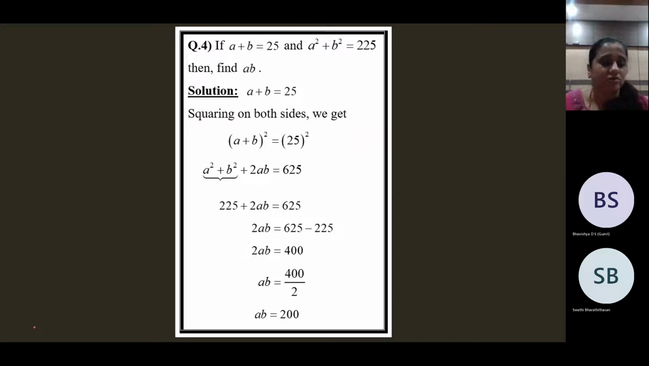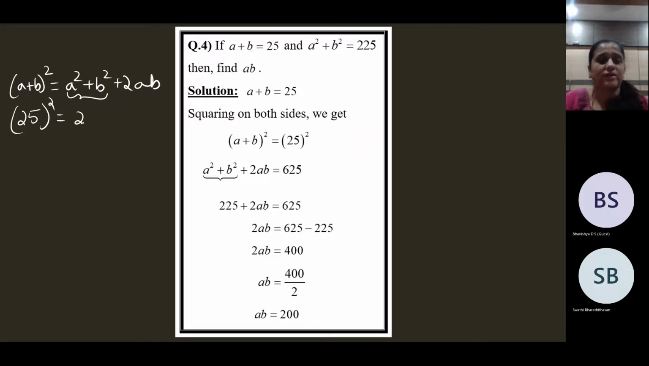Swati, according to you, you have written the formula first. So going that way, you should write only this: a plus b the whole square is equal to a square plus b square plus 2ab. You must write only this. Now under this you should substitute. What is a plus b the whole square? A plus b is 25. So 25 square is equal to a square plus b square, given as 225, plus 2ab.